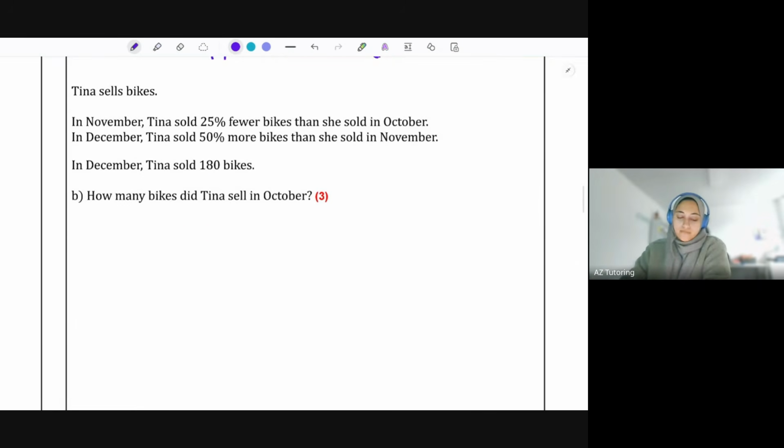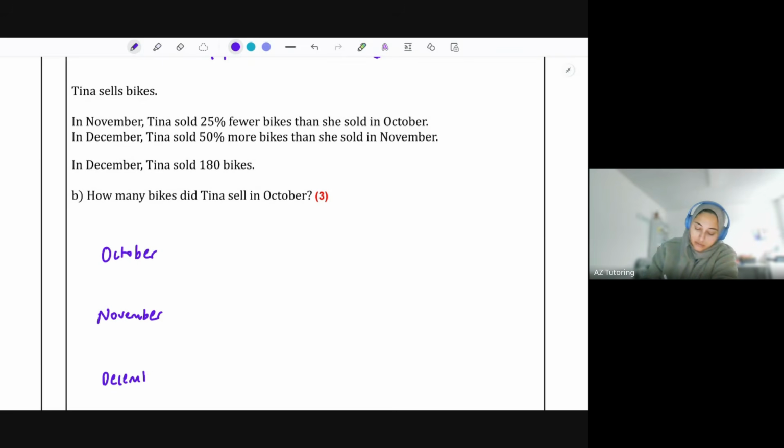And then part B. Tina sells bikes. In November, Tina sold 25% fewer bikes than she sold in October. And then in December, she sold 50% more bikes than she sold in November. In December, Tina sold 180 bikes. How much did she sell in October? Okay, so we've got October, November, and then December.